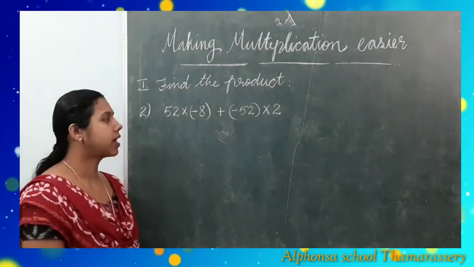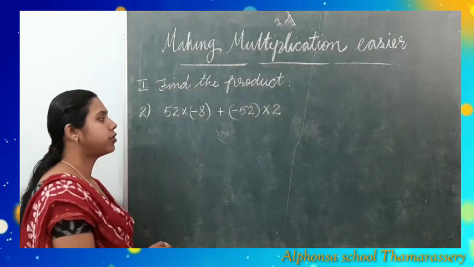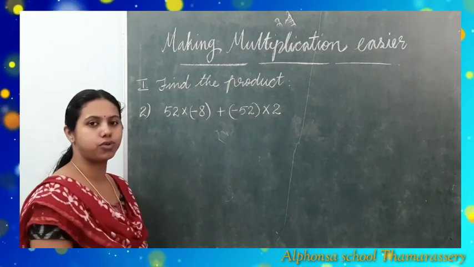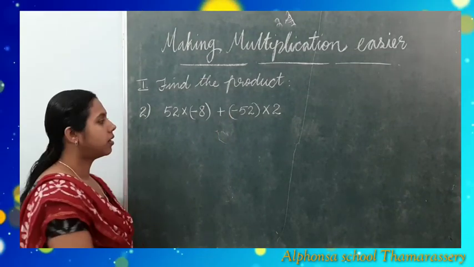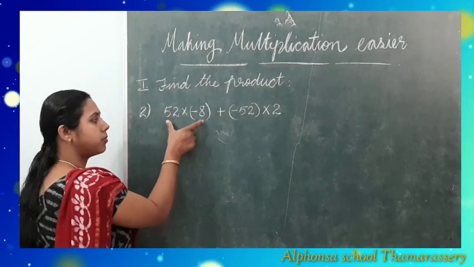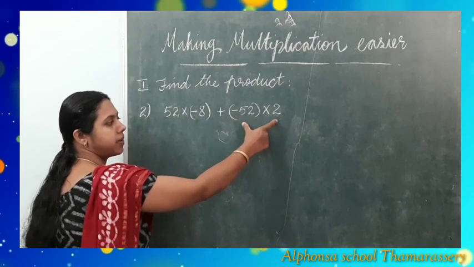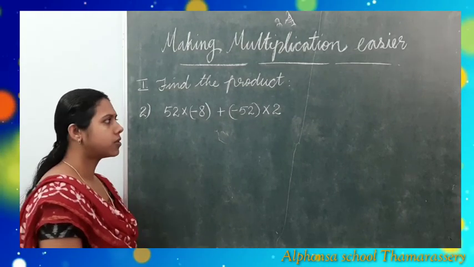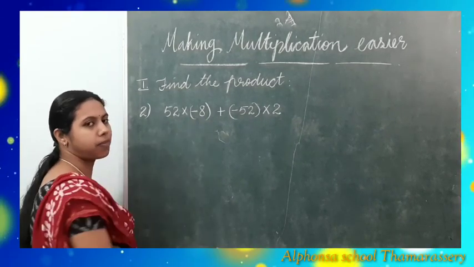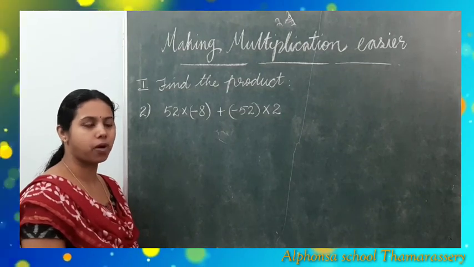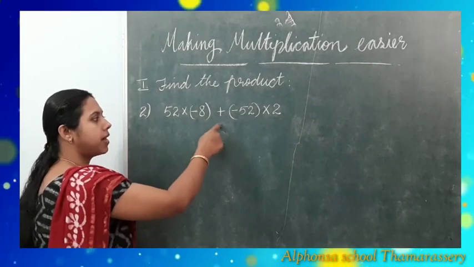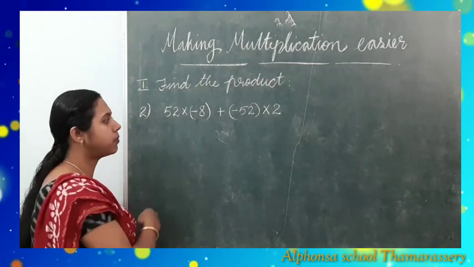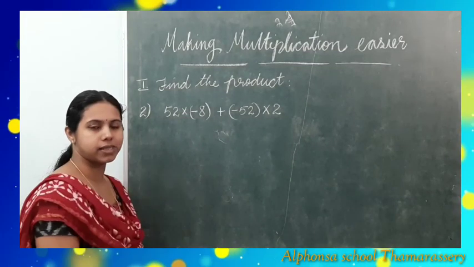Now the second question is 52 into minus 8 plus minus 52 into 2. Here, first you have to multiply these two, then you multiply these two, then you add them to get the answer. So it's almost the same as the distributive property, A into B plus A into C. So using the distributive property, very easily we can calculate this.